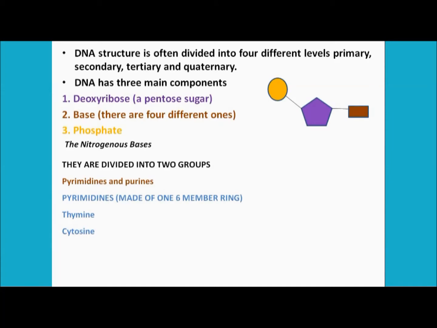For pyrimidine you have 2 pyrimidines. One is the thymine, another one is the cytosine. Next, the purine is made up of a 6-membered ring fused with a 5-membered ring. For purine we have the adenine and the guanine, right?